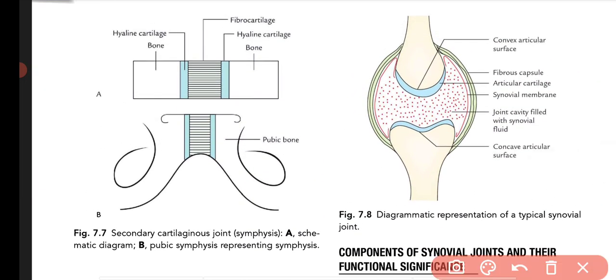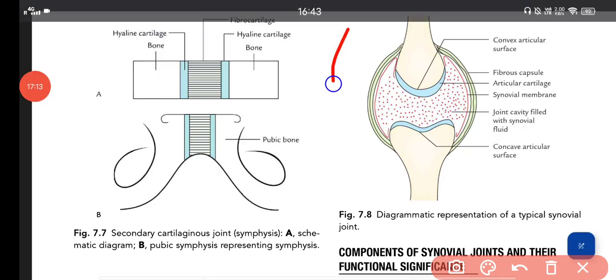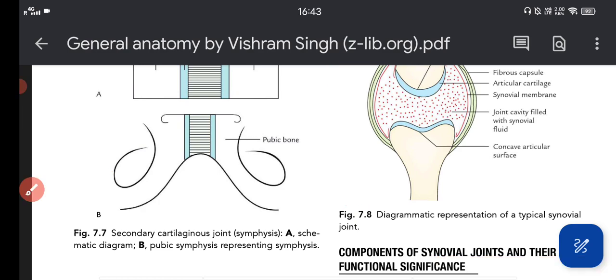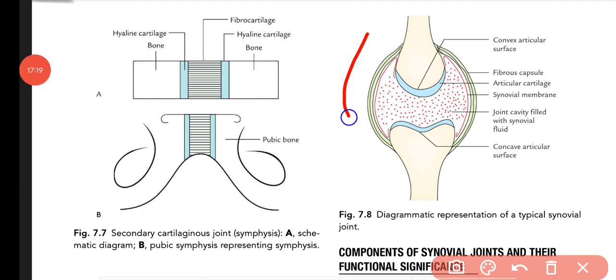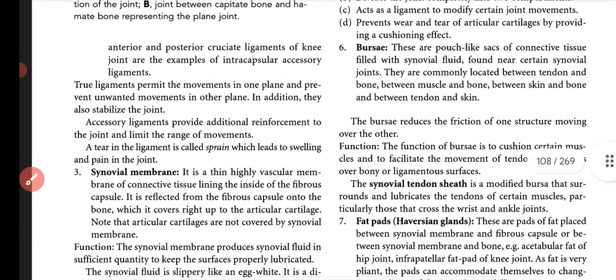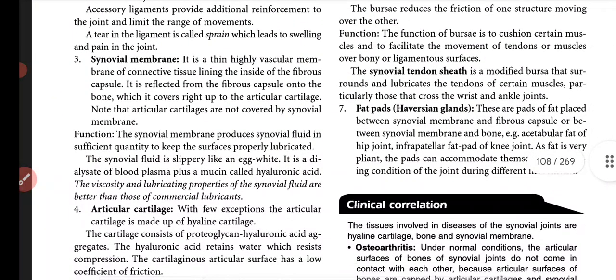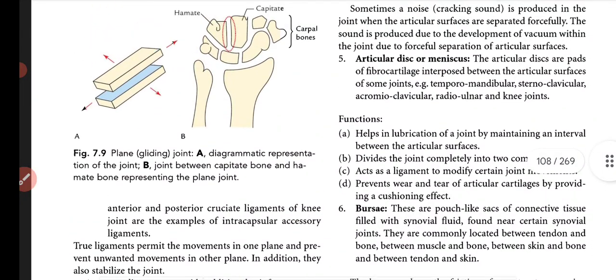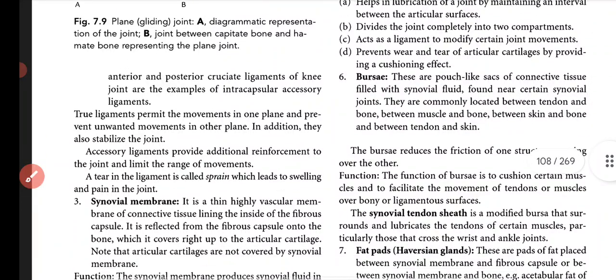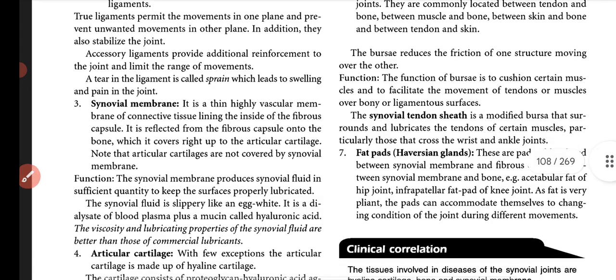In case of diagrammatic picture of the synovial joint, we have to draw this. In diagrammatic picture, you have to draw this picture for the synovial joint. Next one is the synovial membrane and articular cartilage. Number 5 is articular discs or meniscus. Number 6 is bursa and fat pad.